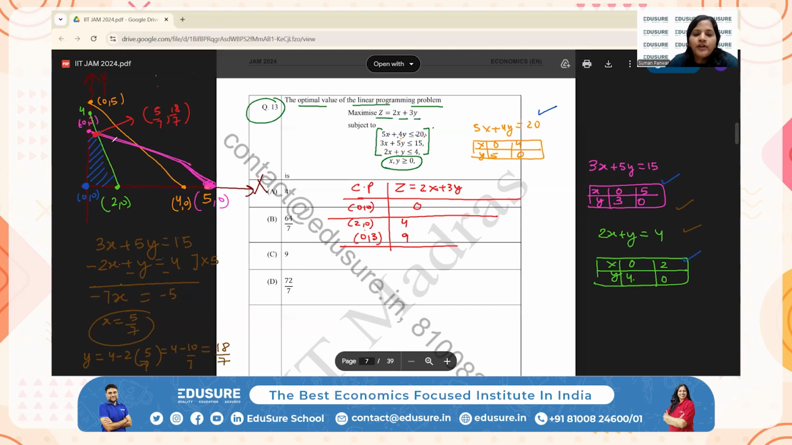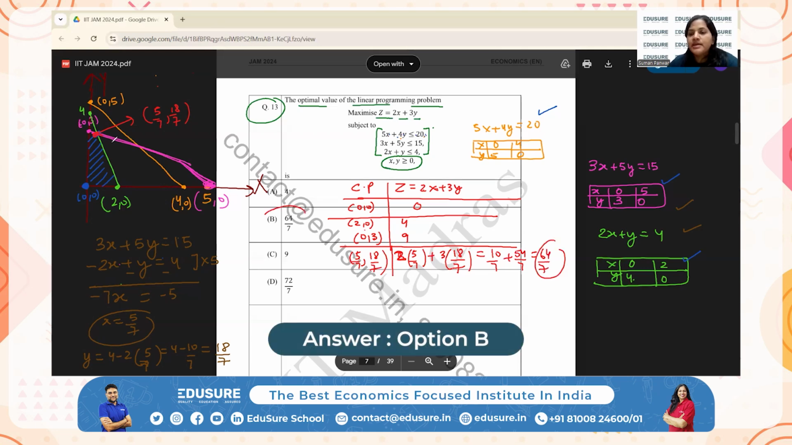And the fourth corner point is 5 by 7, comma 18 by 7. So this is going to be 2 times 5 by 7 plus 3 times 18 by 7. So 10 by 7 plus 54 by 7, which is 64 by 7. So 64 by 7, option number B is the correct answer.